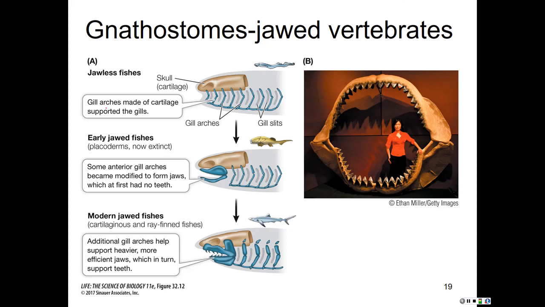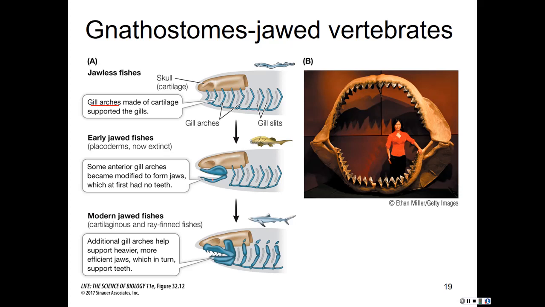So organisms that had these pharyngeal gill slits oftentimes had things called gill arches made of cartilage that help support the gills. And the idea is that some of the ones at the anterior end became modified to form jaws, which probably at first had no teeth, but eventually developed teeth. The combination of jaws and teeth, or other kind of sharp structure, enabled these gnathostomes to grip food firmly and slice it into pieces. So this was a massive advantage in terms of getting lots of calories at once.